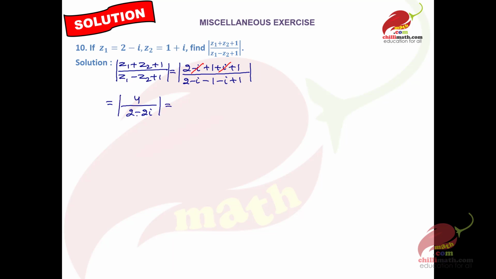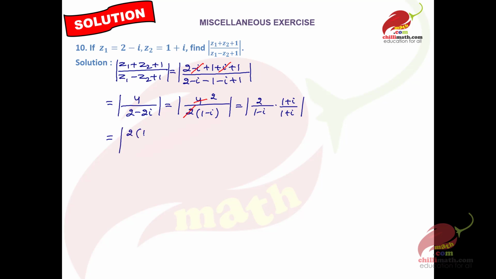You can see here we can take 2 common, and it can be cancelled with the numerator. Let us take it common. So we get 2 into 1 minus iota in the denominator, and we can cancel this 2, and we get 2 over 1 minus iota. We don't want to keep iota in the denominator, so we multiply by its conjugate and divide by its conjugate.